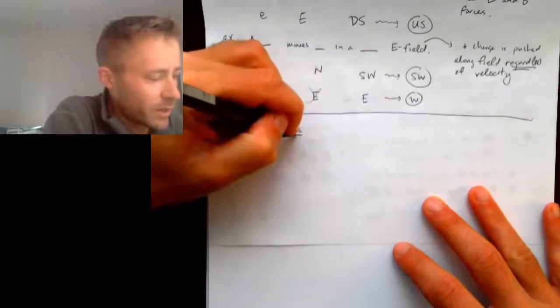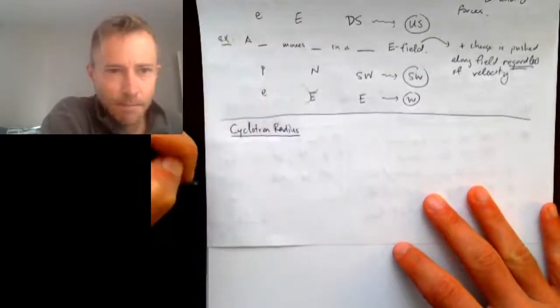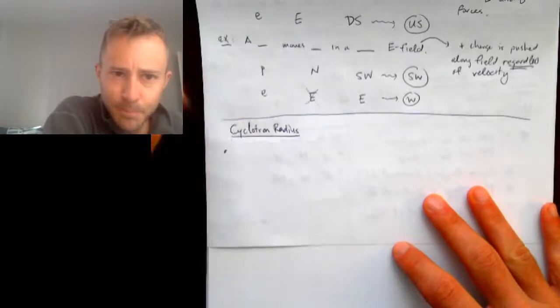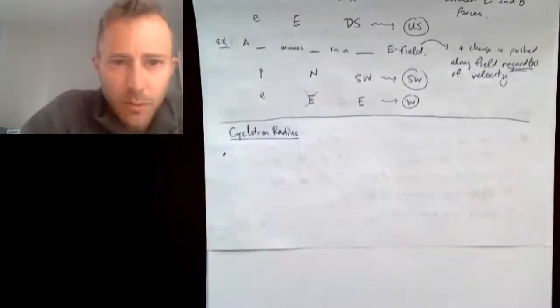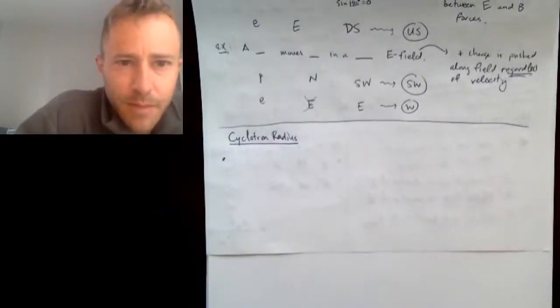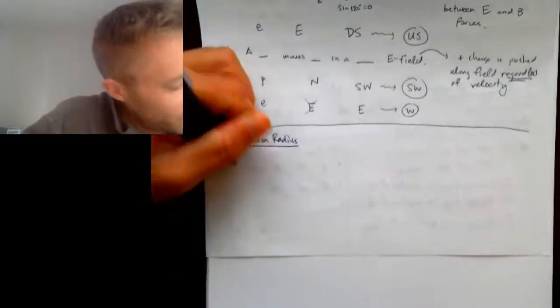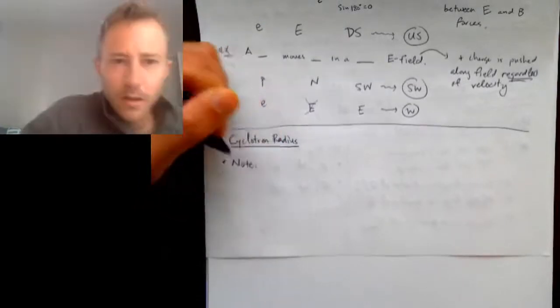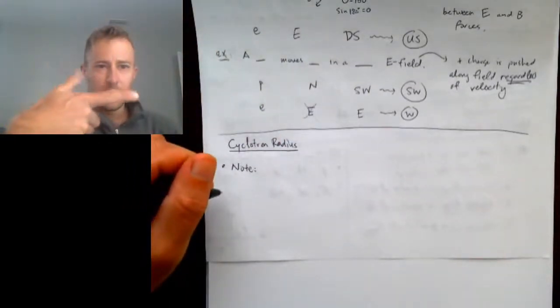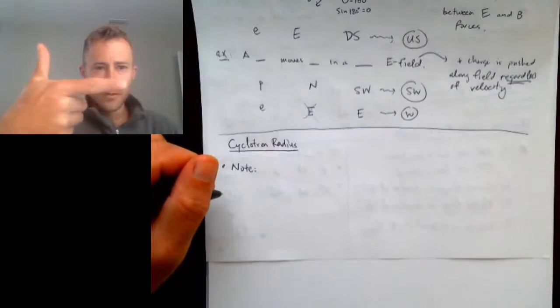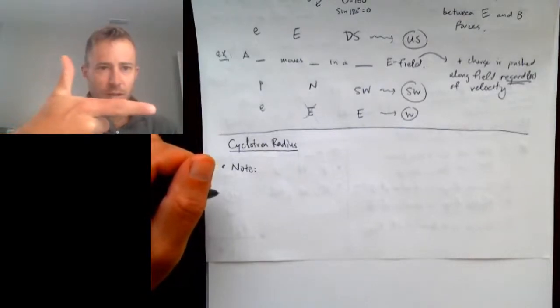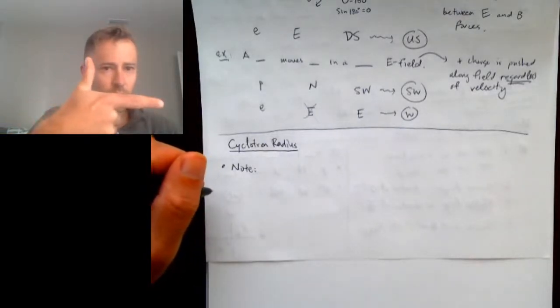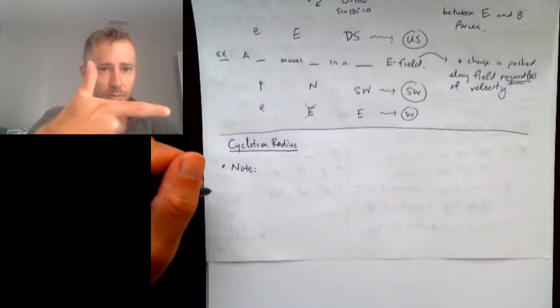Cyclotron radius. Okay. One of the things you want to notice about the magnetic force is that when you're doing the right-hand rule, your pointer finger is in the direction of the velocity and your thumb is in the direction of the force.